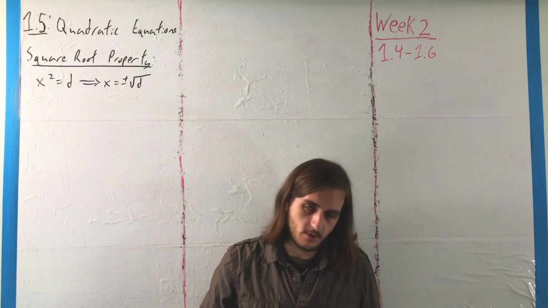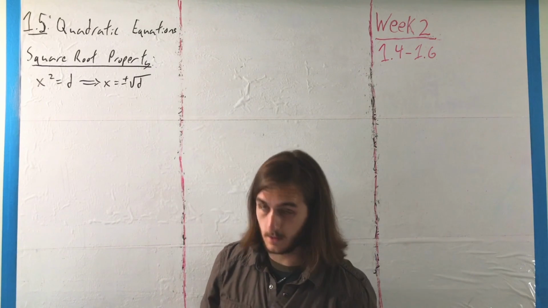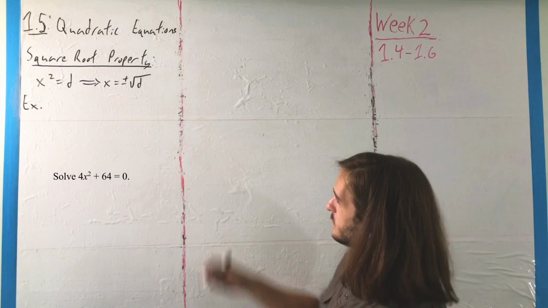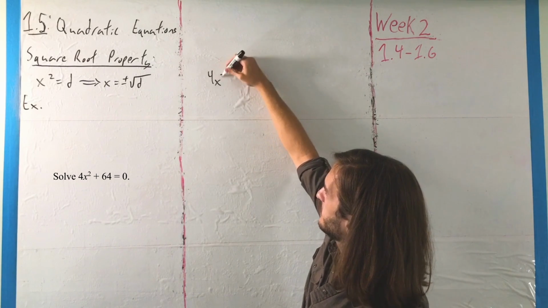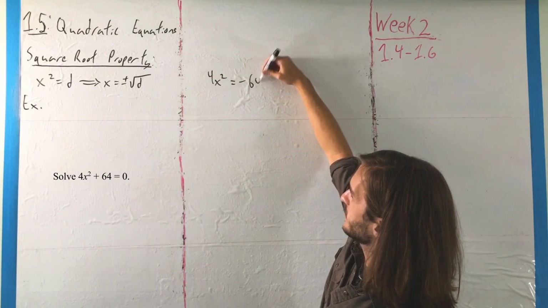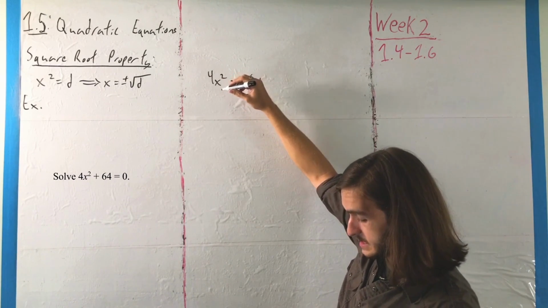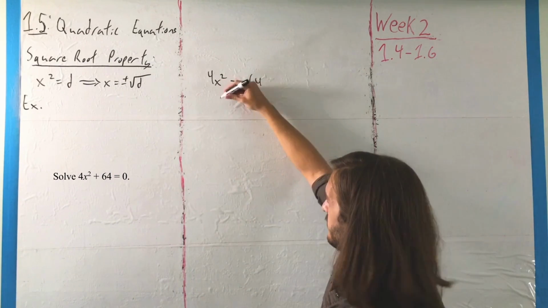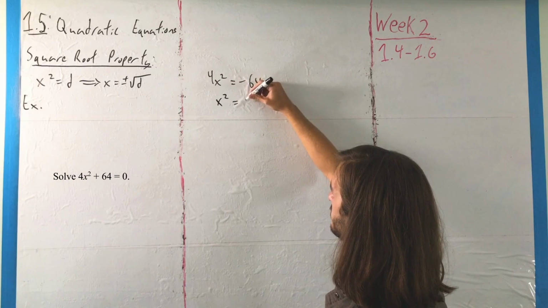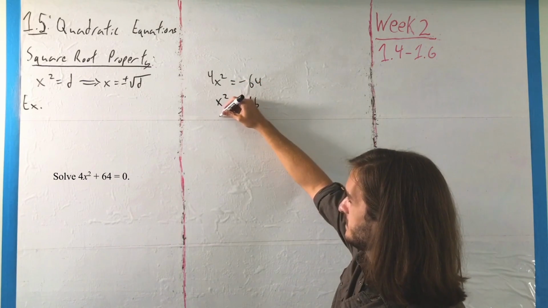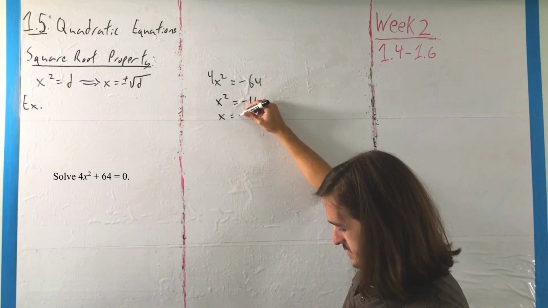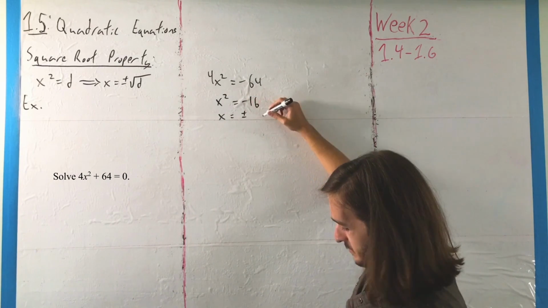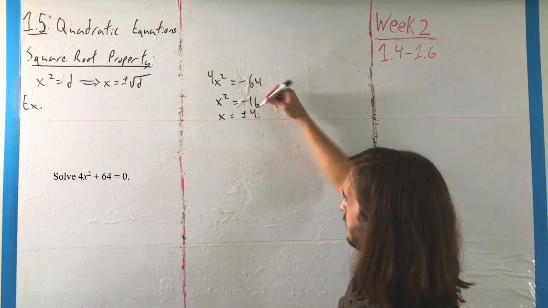I almost hesitate to give you an example of this, but just to be sure, if we want to solve the equation 4x squared plus 64 equals 0, there's really nothing to it. What we're going to do is take that 4x squared, subtract over the 64, and if we want to, we can take the square root now, or we can divide over the 4. It doesn't really matter. I'm going to divide over the 4. X squared equals negative 16, and then you just take the square root.